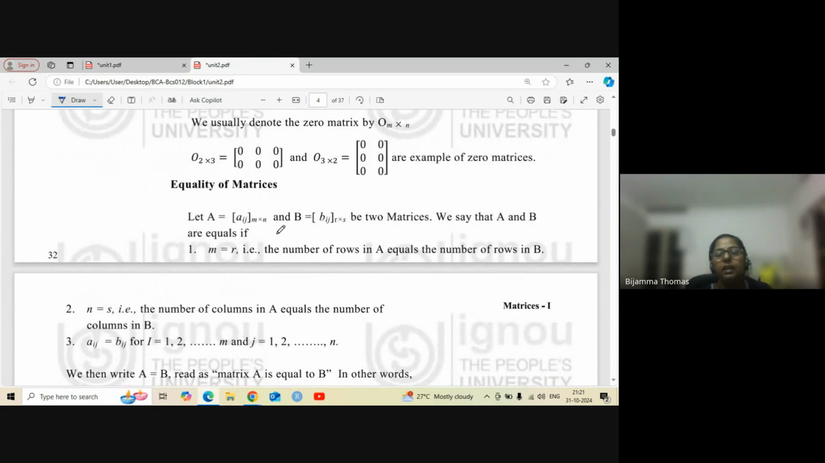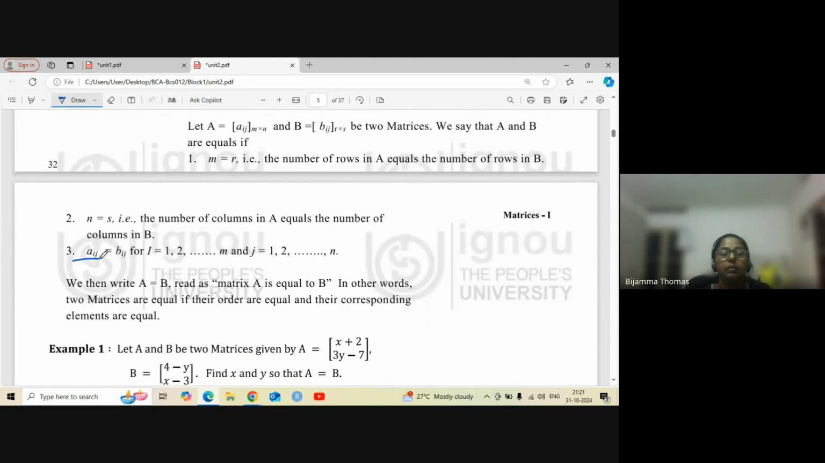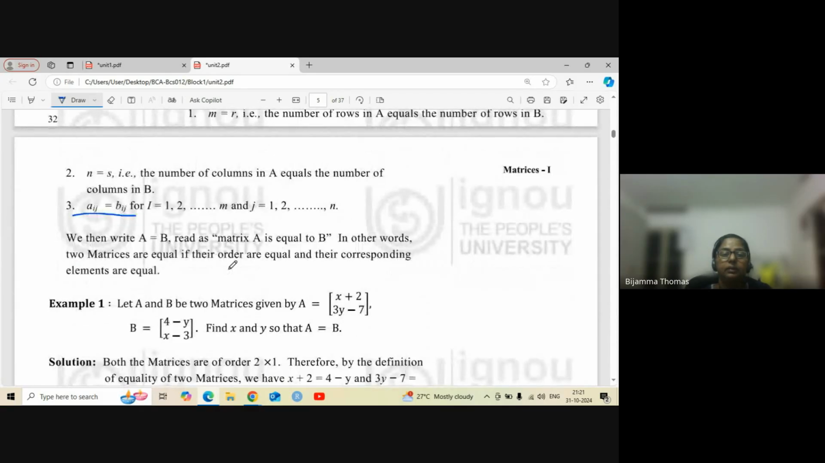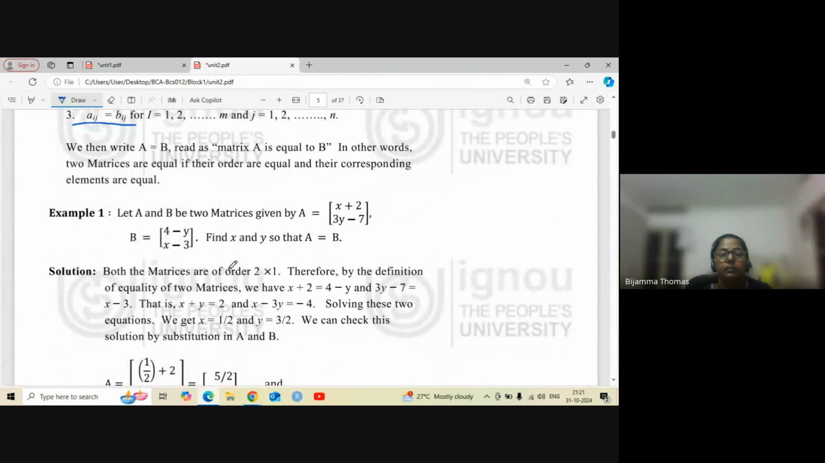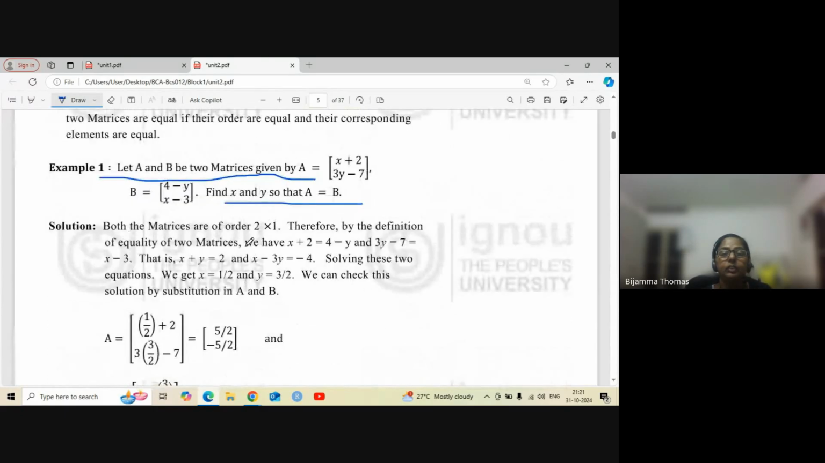Now we have the equality of matrices. Two matrices A and B are said to be equal when they are of the same order and the corresponding elements are also equal. For example, it's given that two matrices A and B are equal, find x and y. When they are equal, we can equate the corresponding elements.